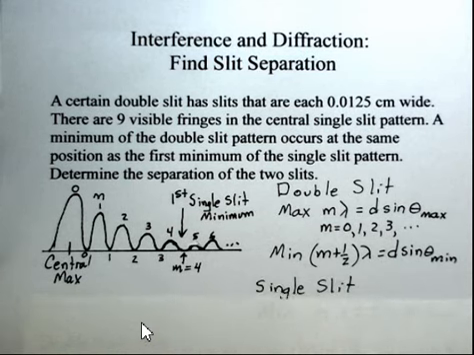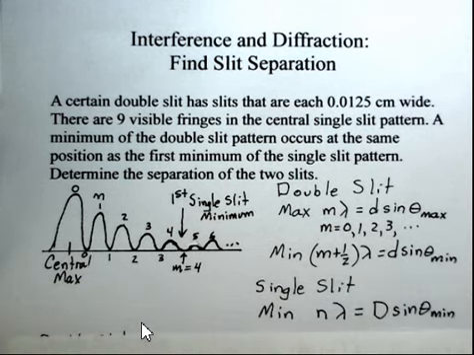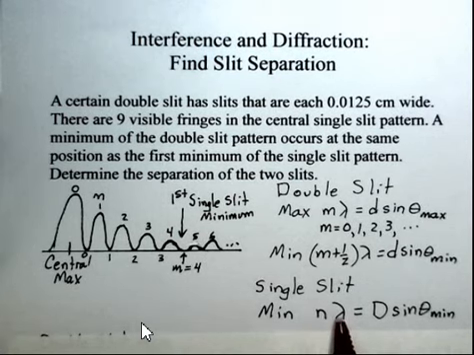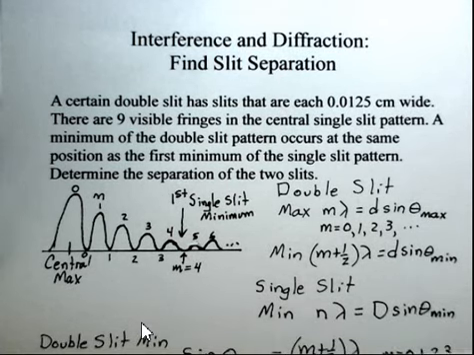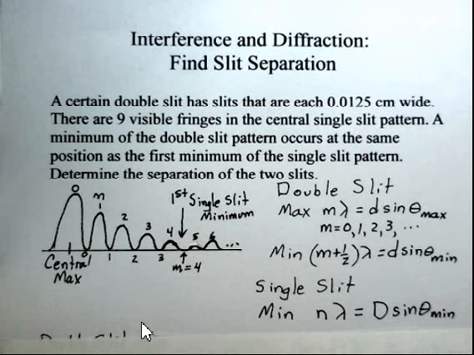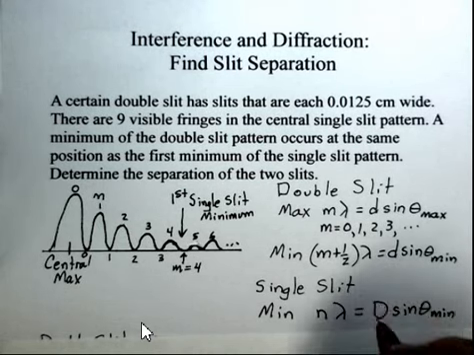What about the single slit pattern? Well, it's a little bit similar, but I'm going to use different letters here. n times lambda equals capital D, that's the slit width, the width of one slit, times sine of theta, again a minimum. And the values of n start at 1. I guess I didn't write that on here, but I'll do it now.